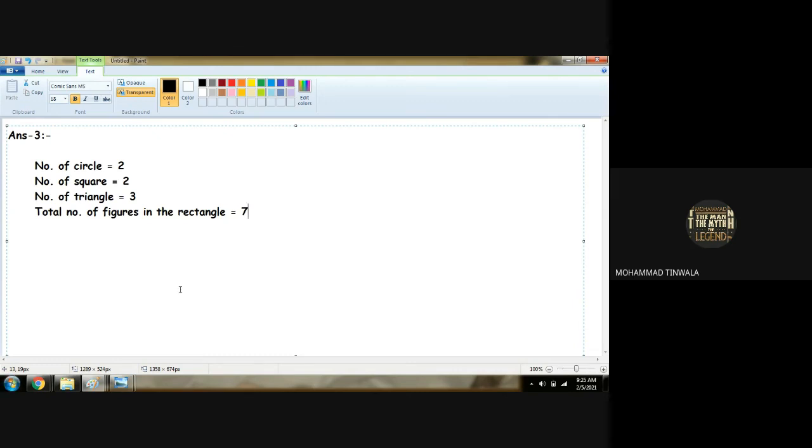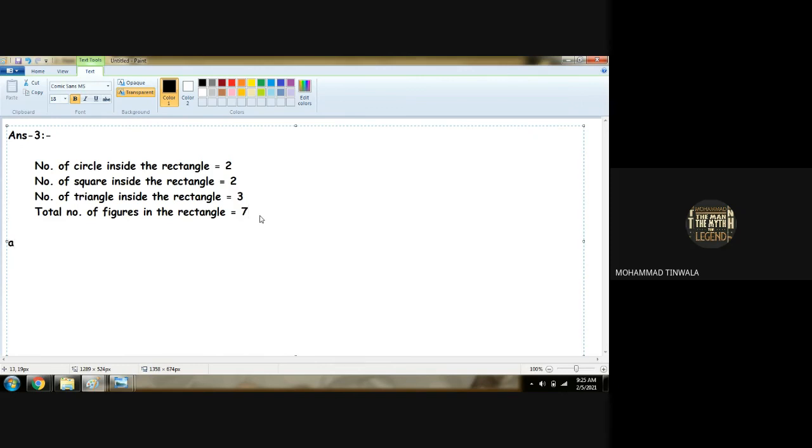Is it equal or not? If you want to write number of circles inside the rectangle, it's fine. We can write here, inside the rectangle. Inside the rectangle is fine. Okay, girls? Anybody has any doubt?